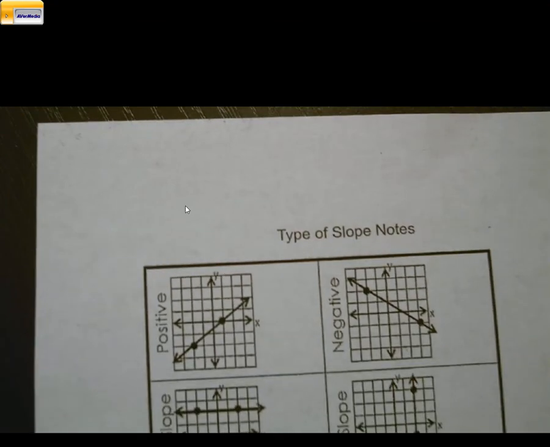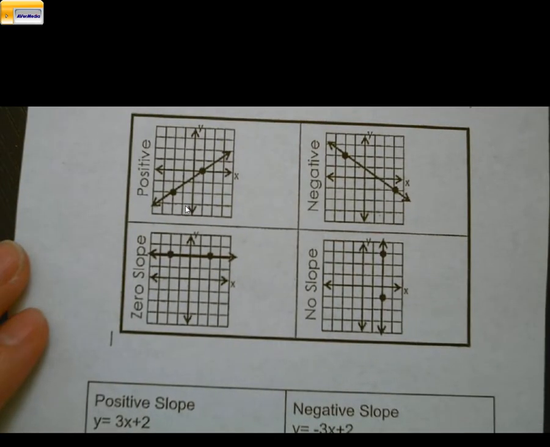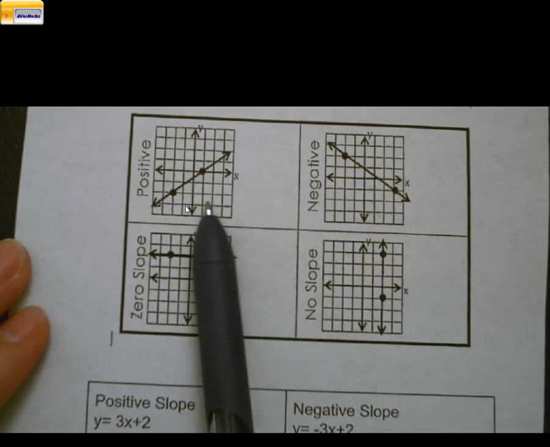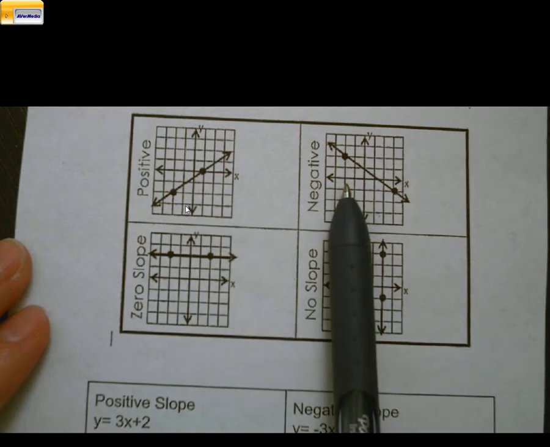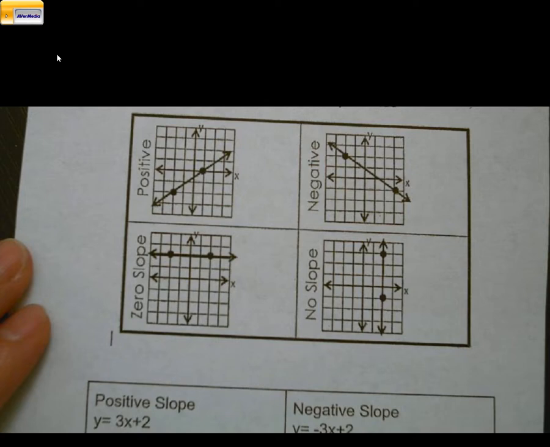In this video, we're going to be talking about the different types of slope. On our notes page, we have a graphic that shows us the difference between a positive, negative, zero slope, and no slope. So we're just going to take a minute and talk about each one.